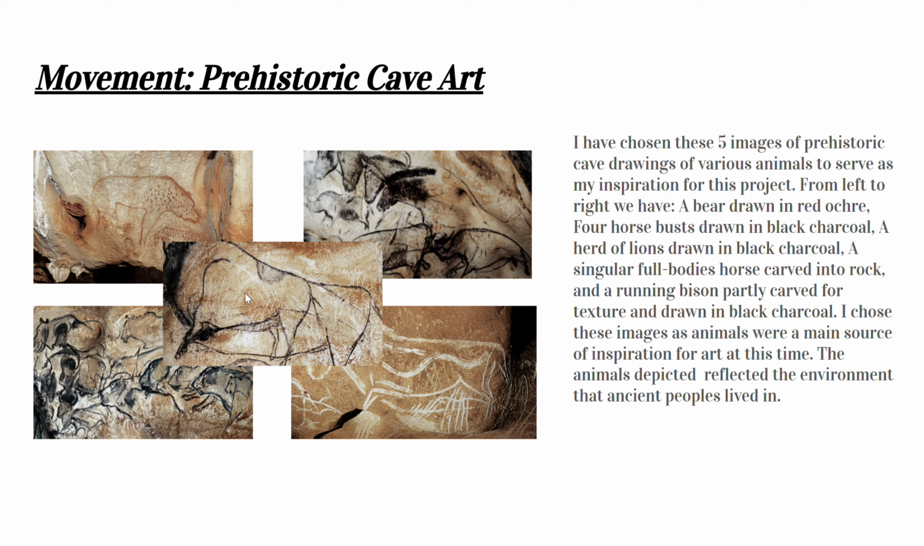The middle image is of a bison. We can see that he's drawn in black charcoal and there are lacerations in the rock behind him. I don't know if that is like texture for the animal itself or if this was a drawing over these pre-existing marks. And then my last image is of a carving in rock wall of a horse. We can see there's a little bit more detail, kind of some movement here with this line through the body.